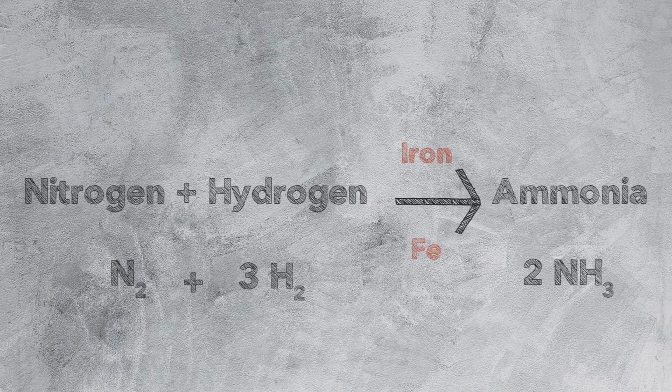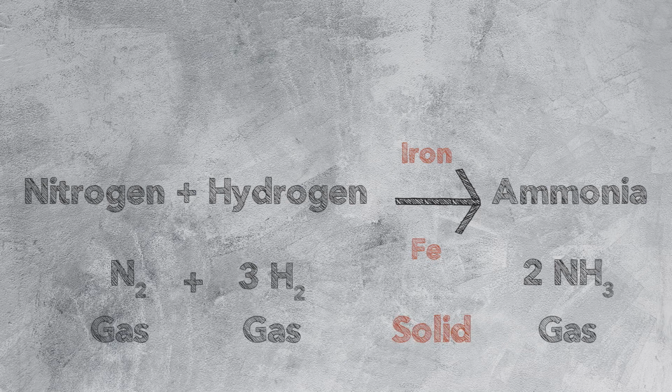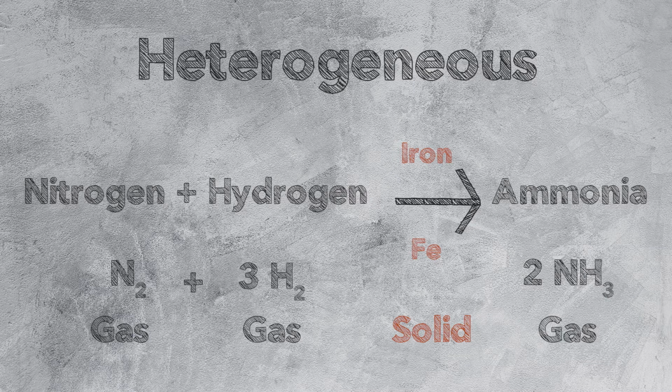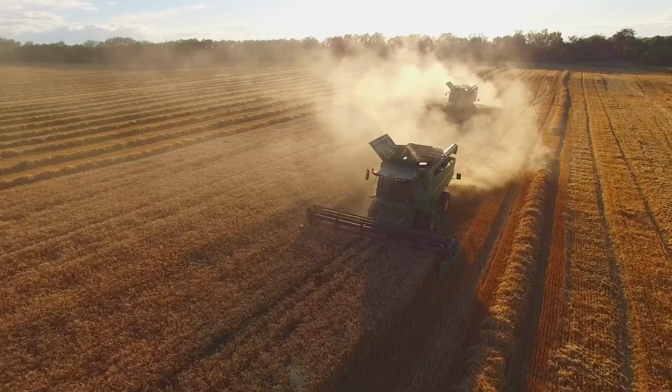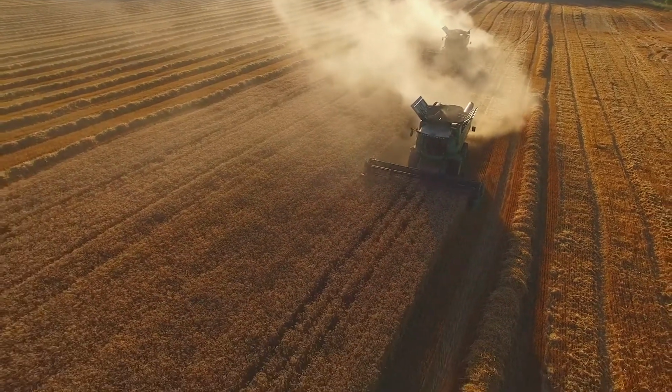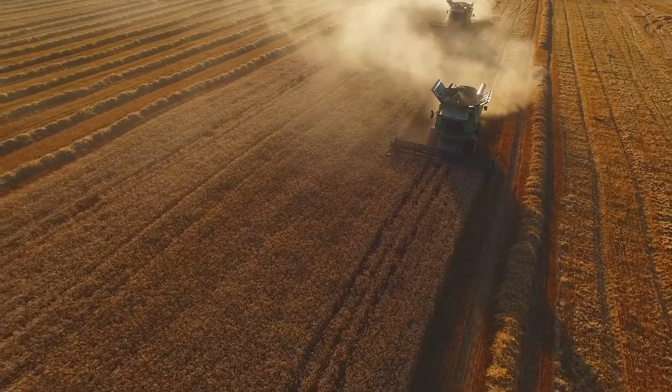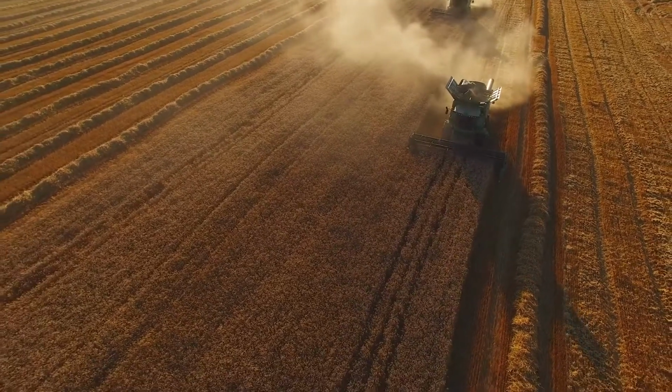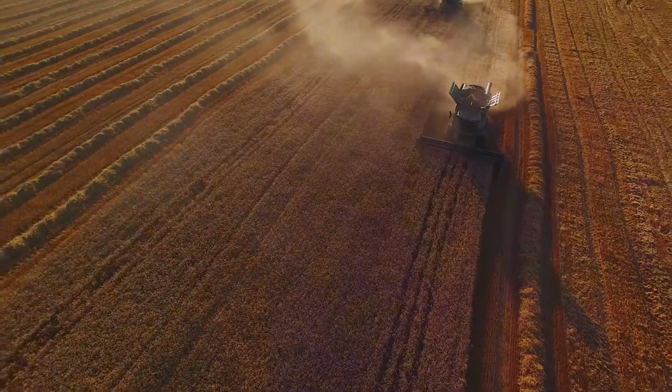The nitrogen reacts with the hydrogen on the iron catalyst surface to create ammonia. The reactants, nitrogen and hydrogen, and the product are in the gas phase, and the iron catalyst is in the solid phase, and therefore it is a heterogeneous catalyst. This process is a very important reaction as it is responsible for feeding half of the world's population. Without it, the world's farms would not have enough fertilizer to grow the crops that feed us all.